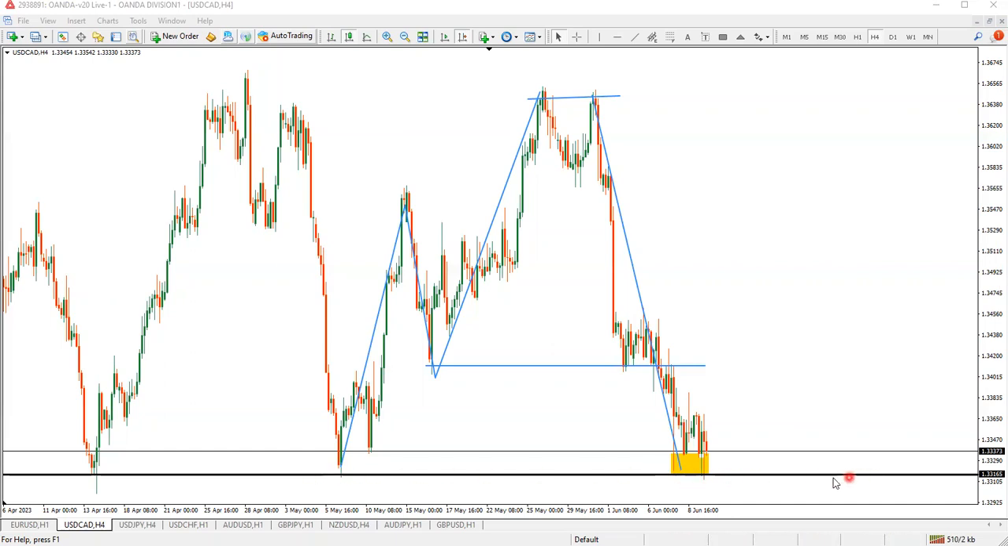So there are forces down here that are most likely going to compel this market to go bullish. So we have a very good place to look out for a trade in this market. So let's go down to the H1 chart. On the H1, what do we have?